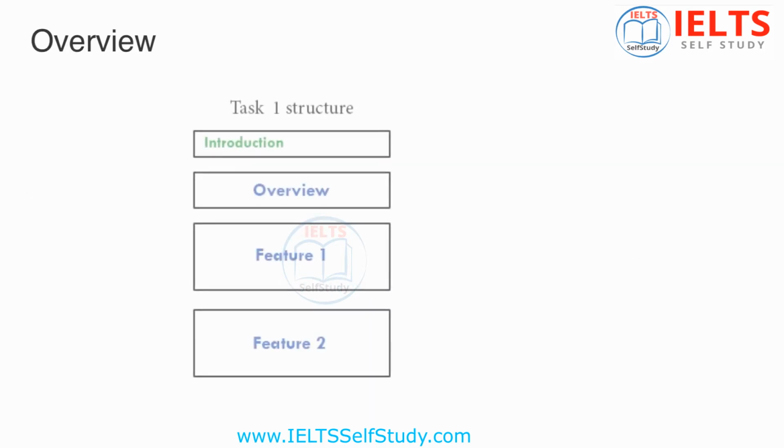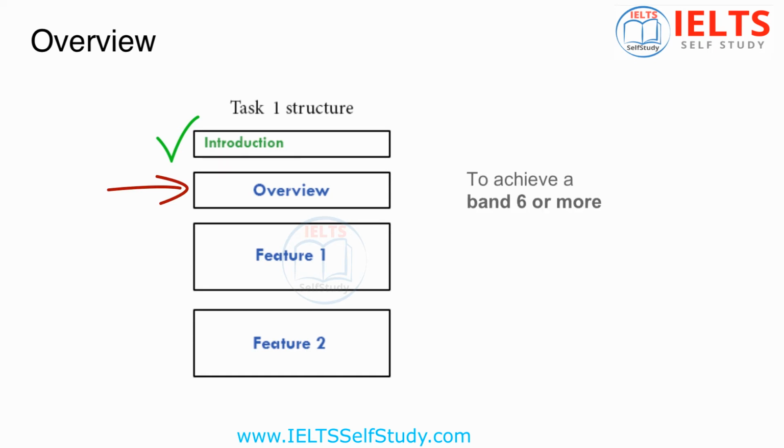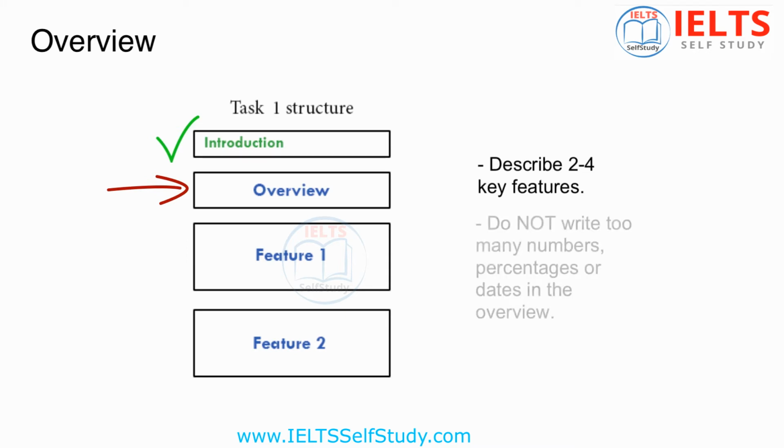chart is all about. When we have finished the introduction, we have to move on to the general overview paragraph. Remember, to achieve a band 6 or more for task 1, you must provide the overview. In the overview paragraph, you should briefly describe major features of your pie charts. Ideally, you should describe from 2 to 4 key features. Do not write too many numbers, percentages, or dates in the overview. You have to keep only general information in this paragraph.